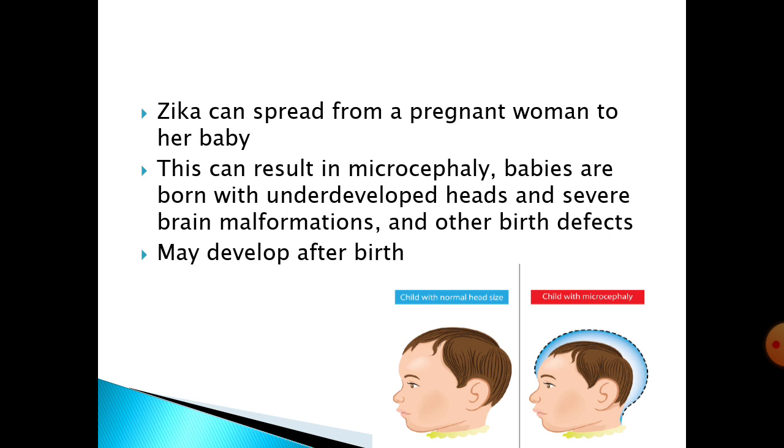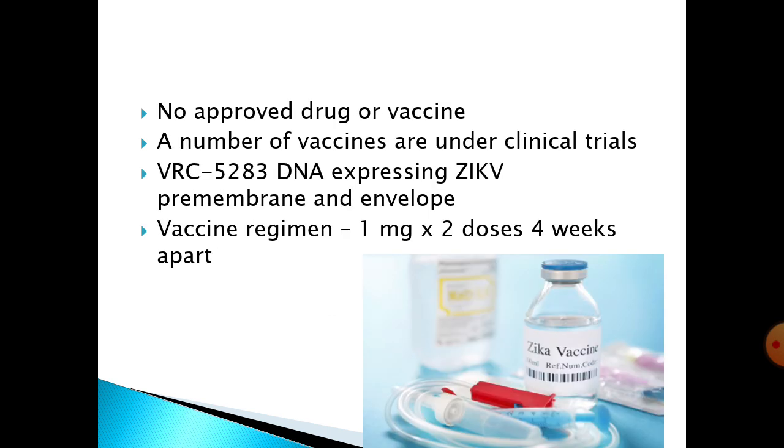Zika virus can spread from a pregnant woman to her baby. This can result in microcephaly. Babies are born with underdeveloped heads and severe brain malformations and other birth defects. It may develop after birth also. There is no approved drug or vaccine. A number of vaccines are under clinical trials. VRC5283 DNA expressing Zika virus pre-membrane and envelope, vaccine regimen of 1 milligram in 2 doses with an interval of 4 weeks.